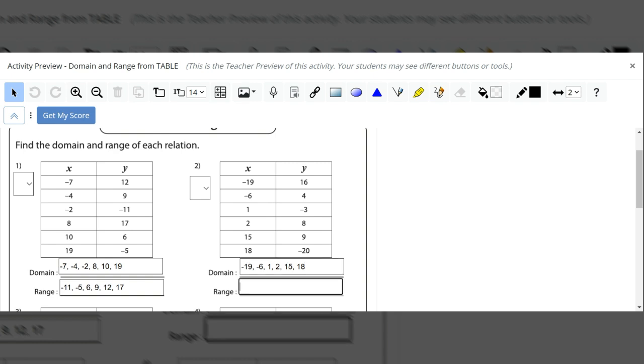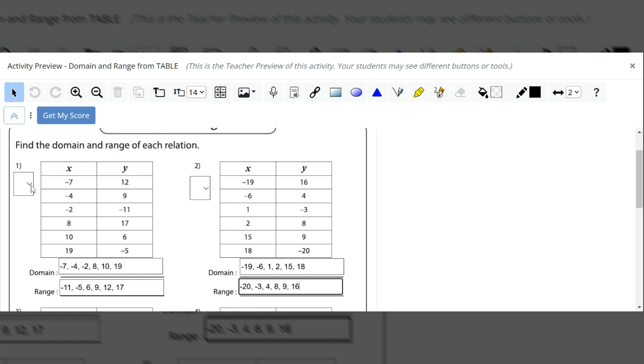My range, I'm going to start from the smallest number, which is -20, -3, 4, 8, 9, and 16. So these are my range.